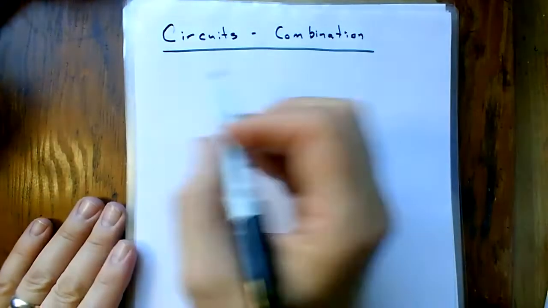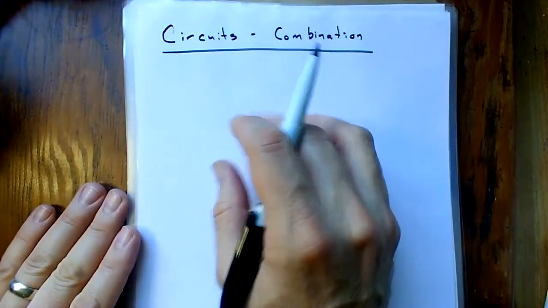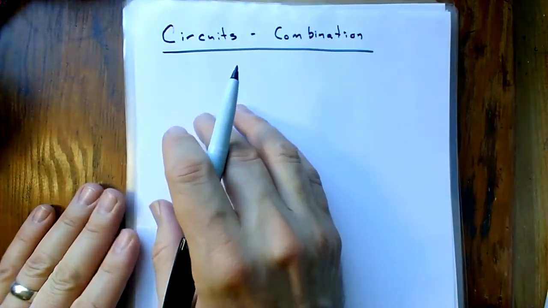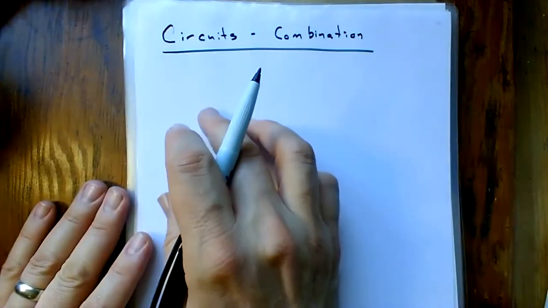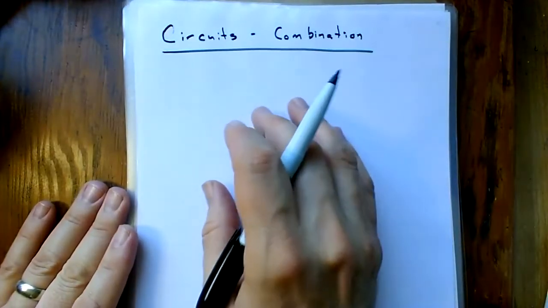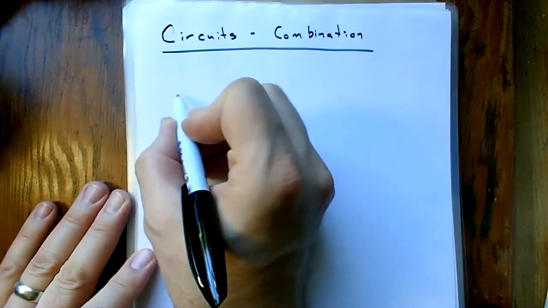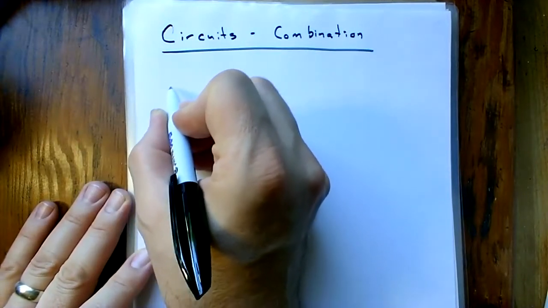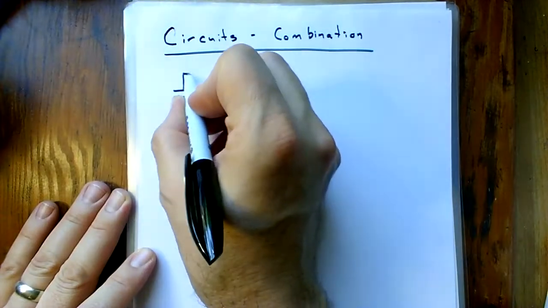Okay, today we're going to be talking about combination circuits. So these are circuits that are going to be some combination of parallel and series circuits. So you could end up with a lot of different varieties of circuit diagrams.